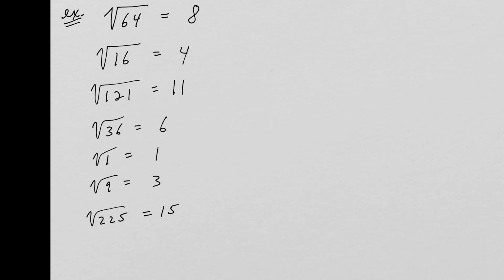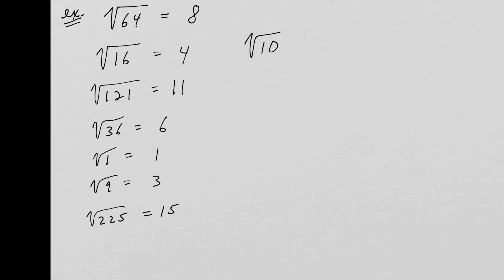Okay. Now, what if it's not a perfect square, right? What if you're taking the square root of a number that's not a perfect square? What if you want to find the square root of 10? Well, 10 is not a perfect square, right? There's nothing times itself that equals 10. We know that 3 times 3 is 9, and 4 times 4 is 16. So we know the square root of 10 is going to be in between 3 and 4. So how do you figure this out?